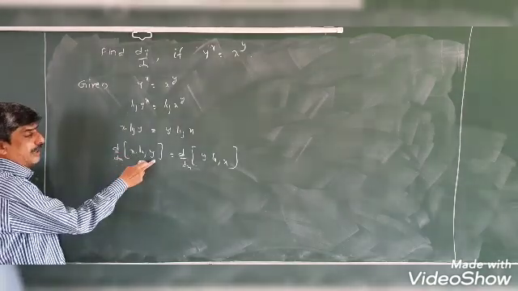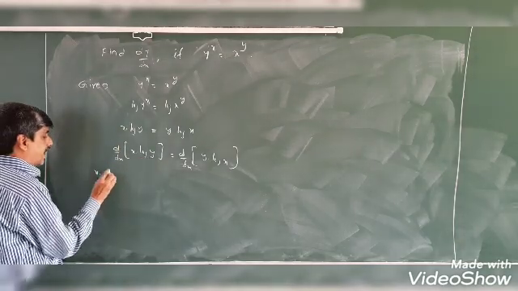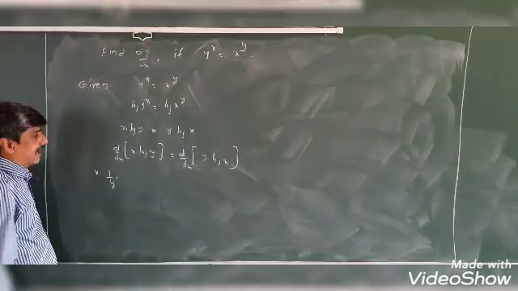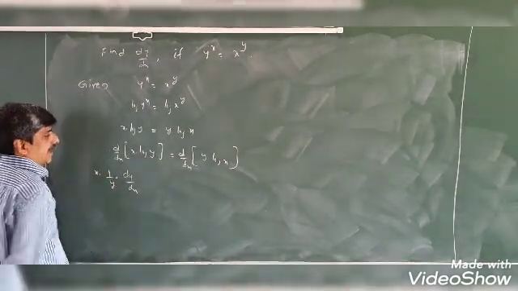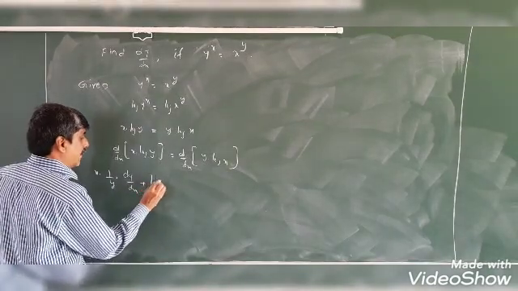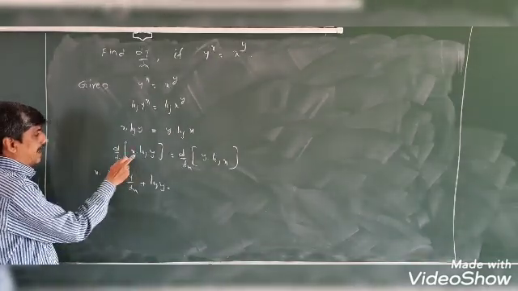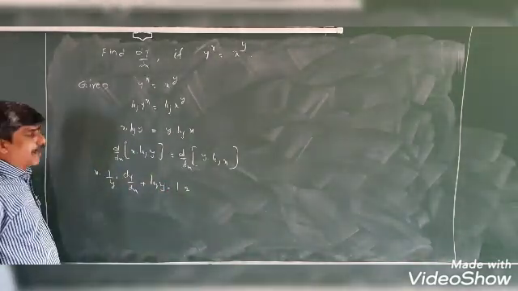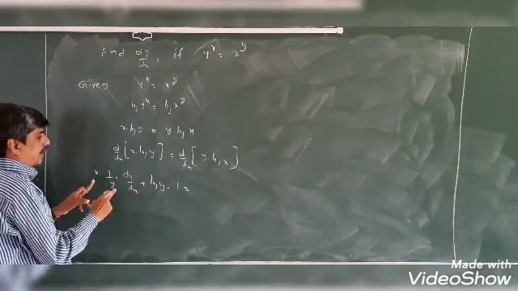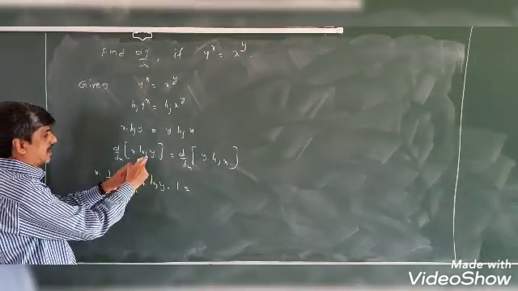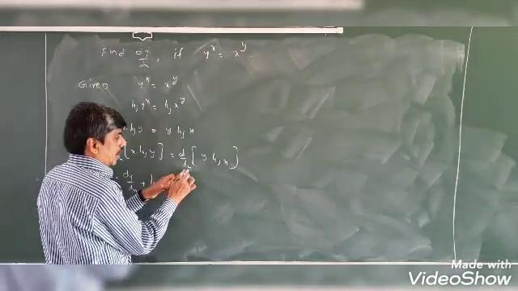For d by dx of u into v, it is u d by dx of v plus v d by dx of u. D by dx of log y means 1 by y, in the place of x not there, then d by dx of y we write as dy by dx. Plus v, log y, keep same, then d by dx of u means d by dx of x, so that value is equal to 1. So u keep same, then d by dx of v is 1 by y dy by dx, plus v keep same, then d by dx of x is 1.